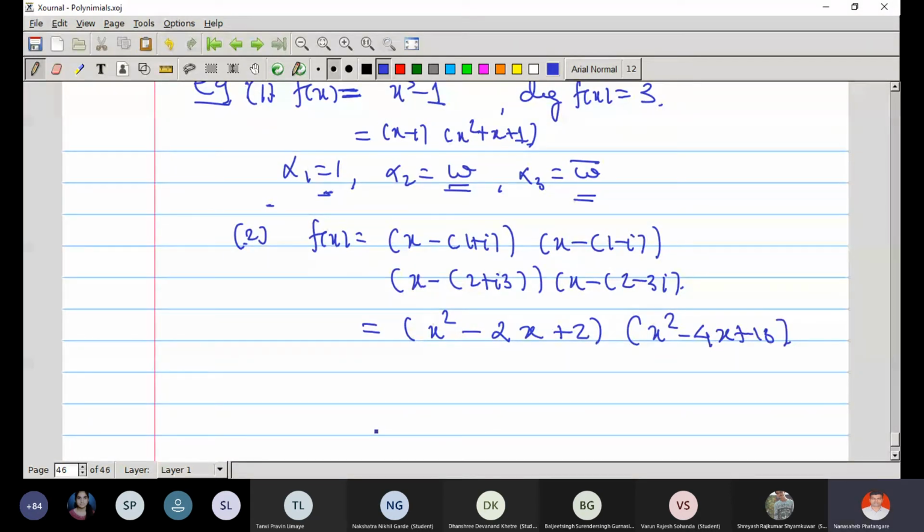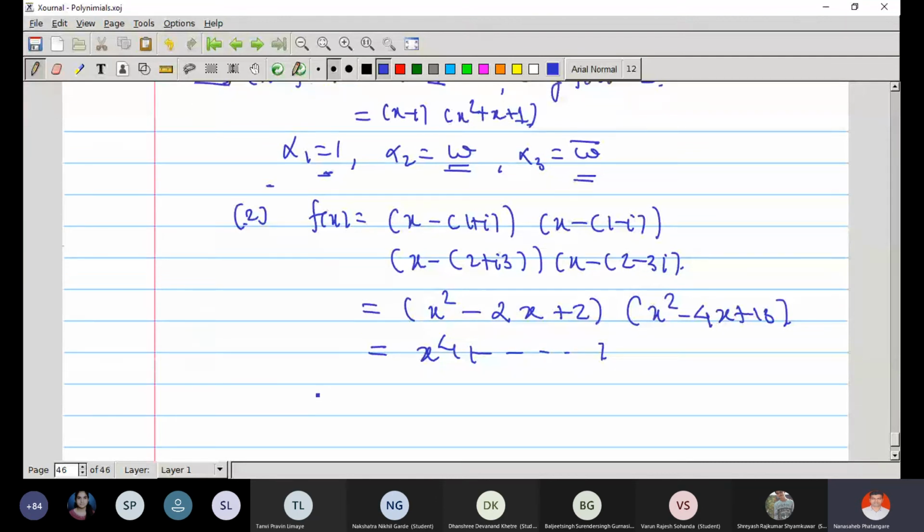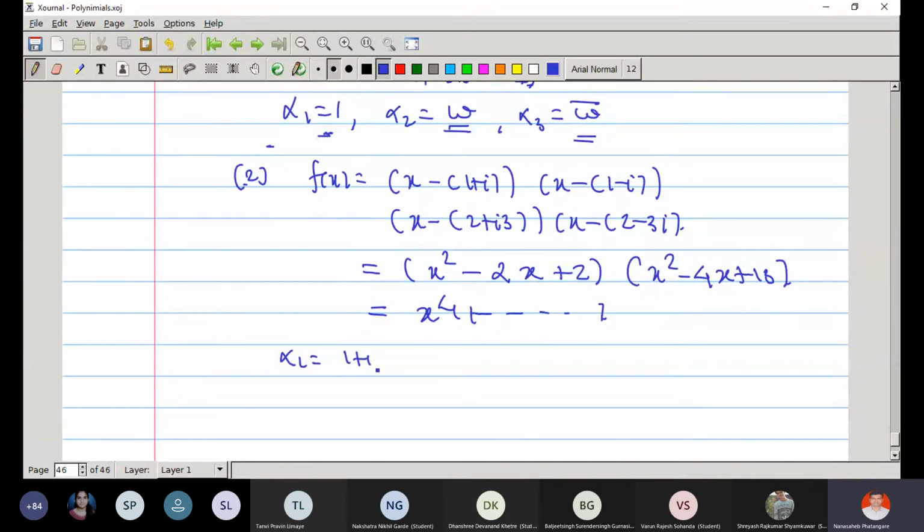So what are the roots? You just try to find the roots, you will get all complex roots, and these are the roots. Alpha 1 is 1 plus i, alpha 2 is alpha 1 conjugate, alpha 3 is 2 plus 3i, and alpha 4 is alpha 3 conjugate. These are the roots. So it is possible that if the degree is even, all roots are complex. But if the degree is odd, then at least one root is real. You may have all roots real, that is not an issue. Right.